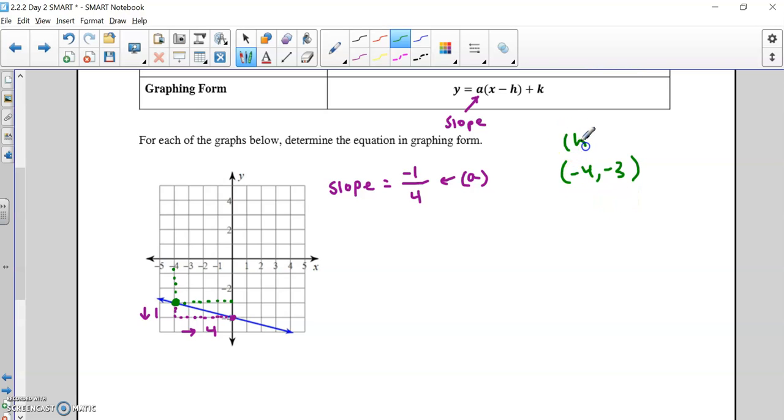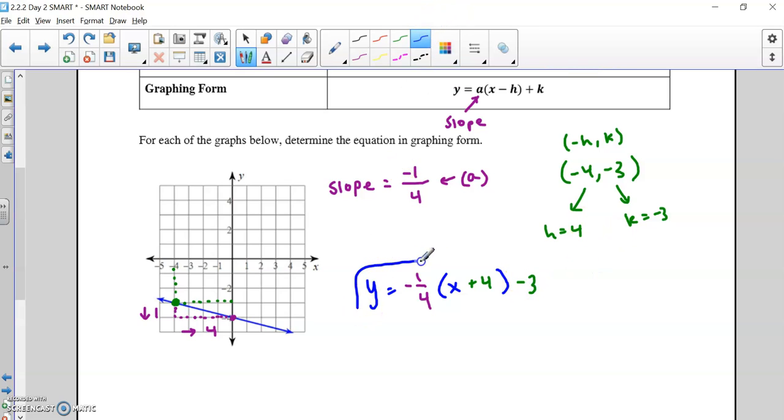We have typically, opposite of h, comma, k. So this tells me that my h must be the opposite of -4, which is 4. And then this tells me that k must be -3, because k is just as is. So now I have all the information I need to write my equation. It's going to be y equals, notice how the a value comes first, so -1/4. And then we get our x and our h in here. My h is +4, so I'll do +4. And then my k is -3, so I'll do -3. And we are done with that equation.